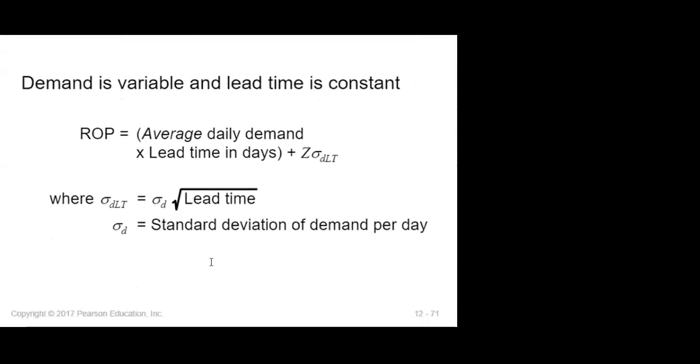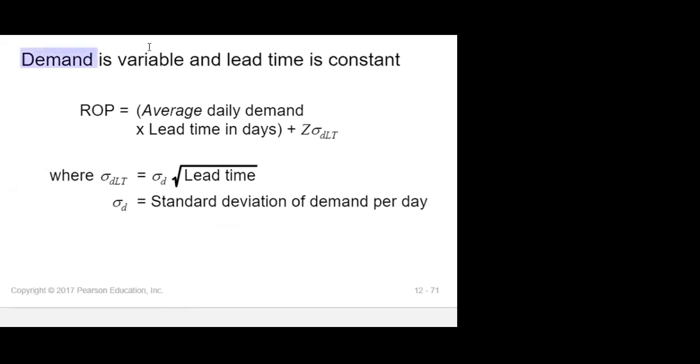Let's see an example here. So for the first one, if demand is variable, what do we have here? We have sigma of demand, the standard deviation of demand per day. And if we have the standard deviation of demand given to us, we can calculate the standard deviation of DLT, demand during lead time, which is the standard deviation of demand multiplied by the square root of lead time. So lead time is given, is constant. Standard deviation of demand is given. You just multiply them and add it to your ROP.